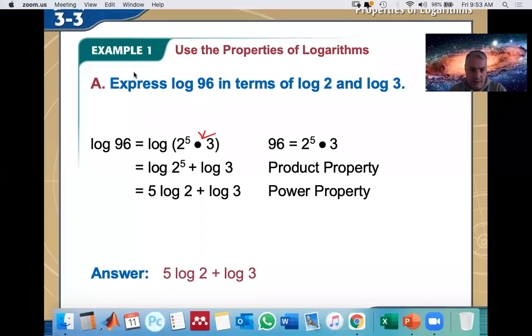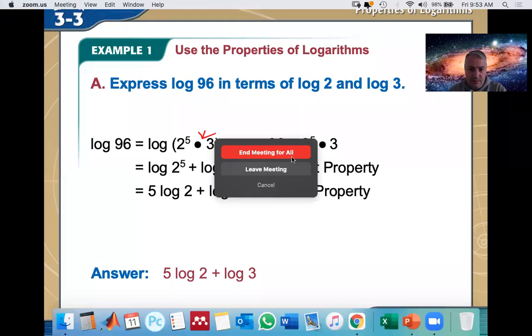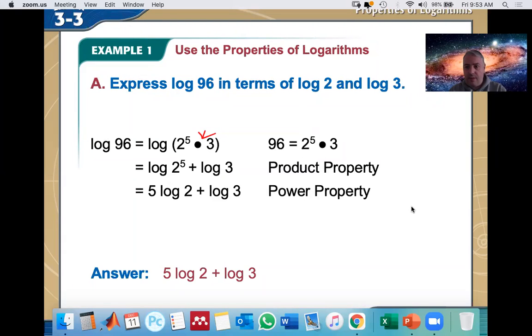Hocam, the screen is not showing. Okay, let's do it. Right now, you see, right? Yep. Okay, so the log 96 could be written as 2 to 5 times 3. So when we have the multiplication, outside we add, and then we got the result.